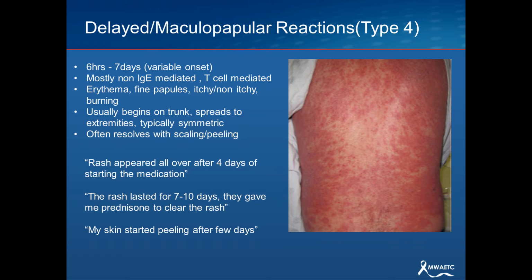These are non-IgE mediated reactions. They're T-cell mediated. Most of the time they're benign, minor. They can begin with erythema, fine papules, itchy or non-itchy, or they could have burning. It's variable. Usually begins on the trunk. It spreads to the extremities. It has that centrifugal nature, and it's typically symmetric, and it resolves with skin peeling.